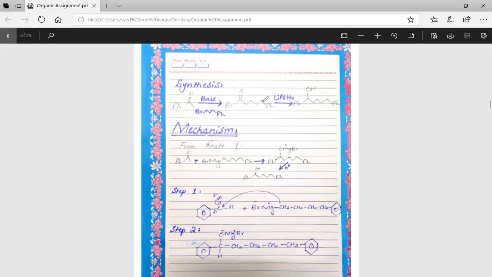Again, after this, moving toward the functional group interconversion, that is reduction of the ketone group into a hydroxyl group. We will add hydrogen using lithium aluminium hydride as the reagent. So we will obtain our final product, 1,5-diphenylpentan-2-ol.